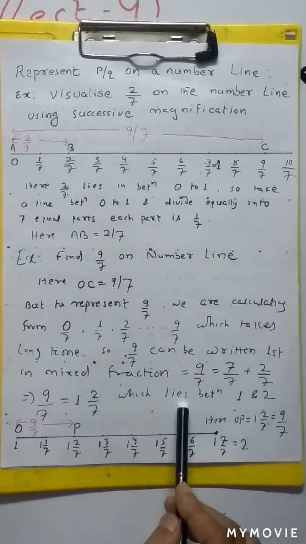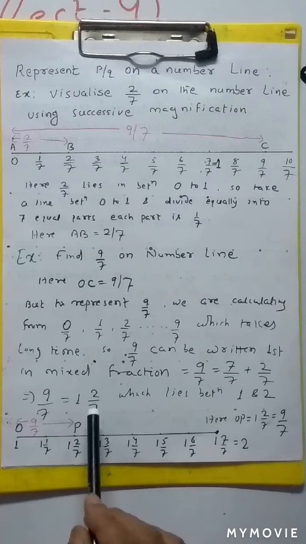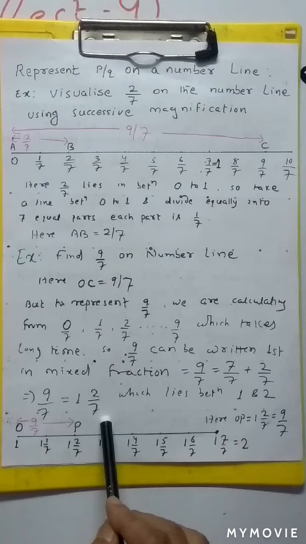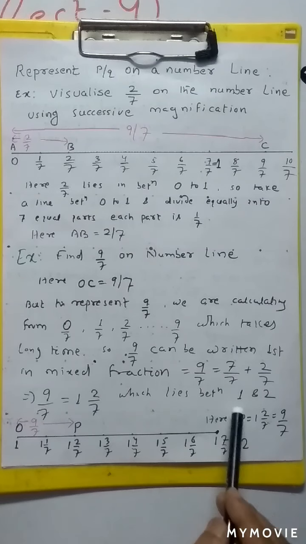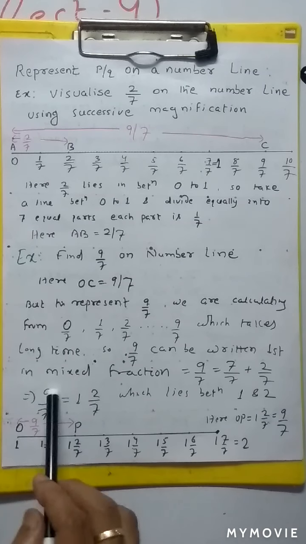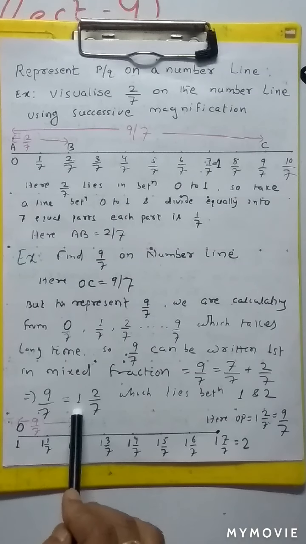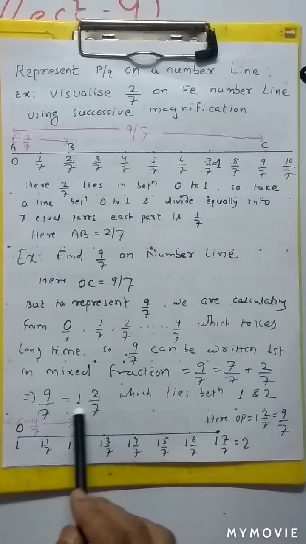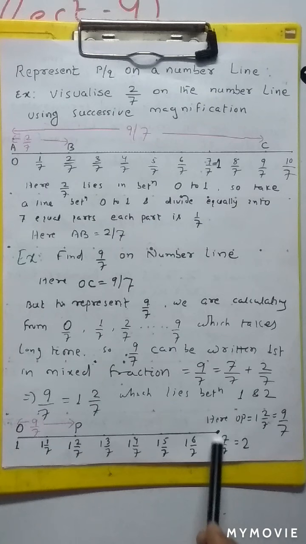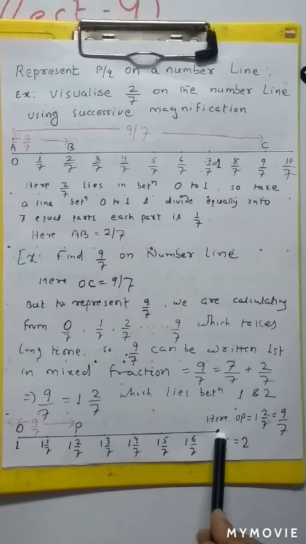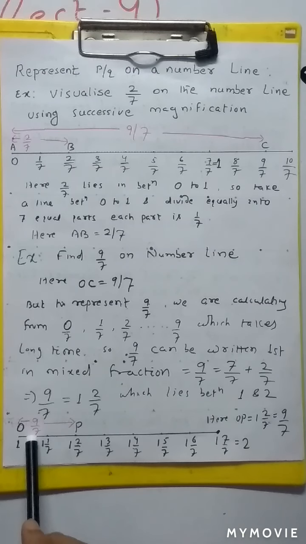You take 7 as LCM. If 7 is LCM, then 7 plus 2 is equal to 9. So that means 7 by 7 is nothing but 1, plus 2 by 7. So 9 by 7 can be represented in which form? Mixed fraction form. So in that case, 9 by 7 is nothing but 1 plus 2 by 7. Now this 1 2 by 7 lies in between what? 1 and 2. So 9 by 7 can be expressed as a mixed fraction where the whole number is 1 and the fractional value is 2 by 7, and this value will lie in between 1 and 2.